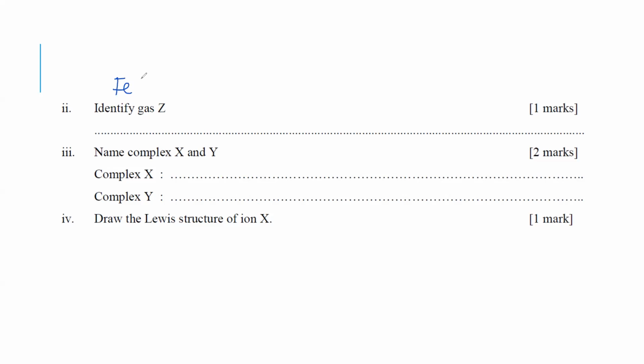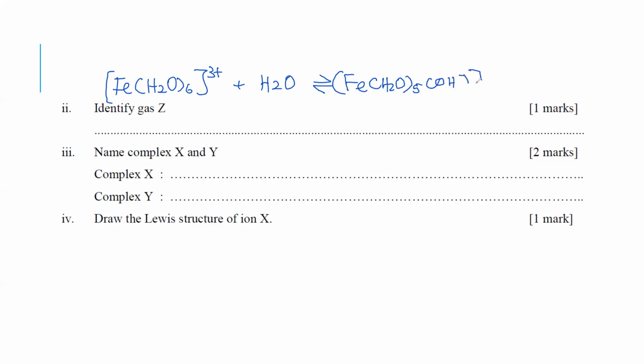[Fe(H2O)6]3+ has very similar properties to that of aluminium when dissolved inside water. So what happens when aluminium ion dissolves inside water? It can undergo hydrolysis. So iron can also do the same thing. So you form [Fe(H2O)5OH]2+ plus H3O+. So it is the H3O+ in here that reacts with the magnesium to form hydrogen gas. So gas Z in here is hydrogen.